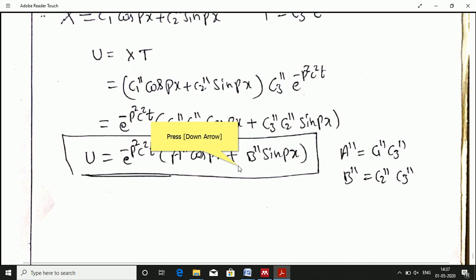These are the various possible solutions of the heat equation by the separation of variables method or product method. I hope you understand these various possible solutions. In the examination, they may ask you to solve the heat equation or wave equation. You need to remember the equations as well as the method of solving them.